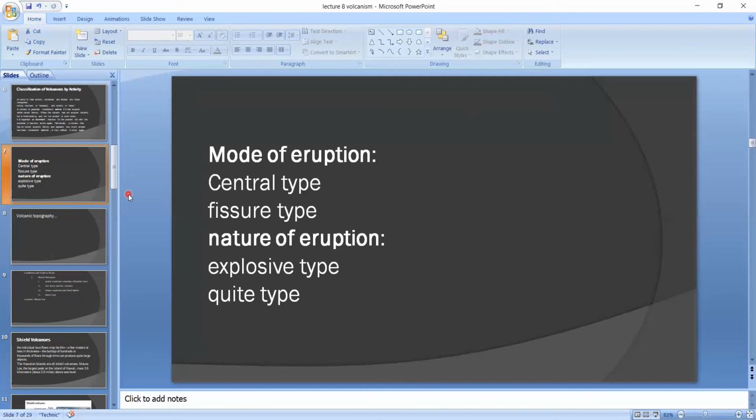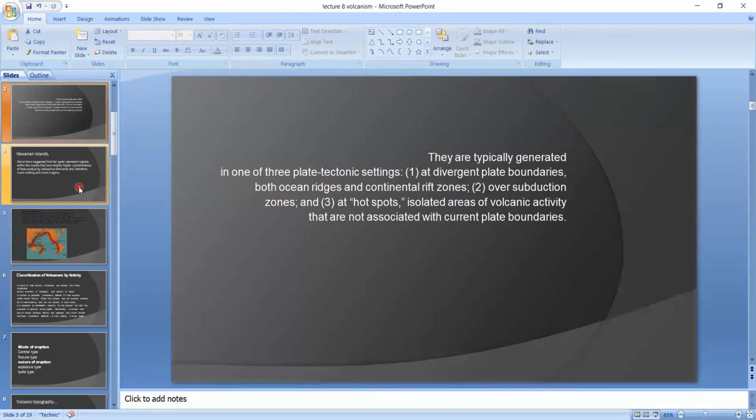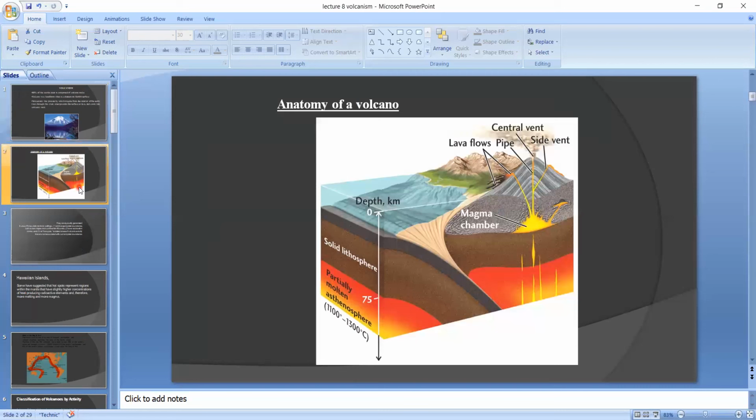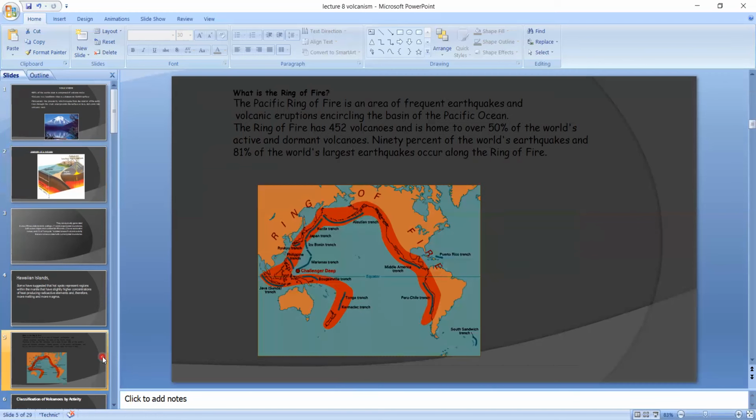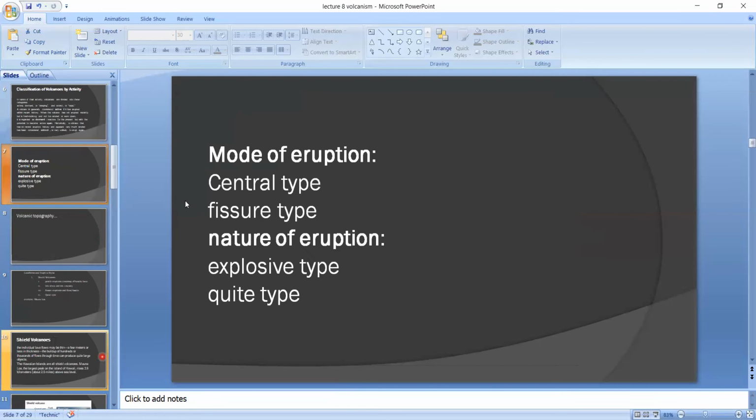So we have volcanoes which are central type eruption, which we discussed earlier in our anatomy, and fissure type. If the volcano is erupting through the central vent, like you can see here, it will be called central type, and if it is erupting from any other side, it will be called fissure type.